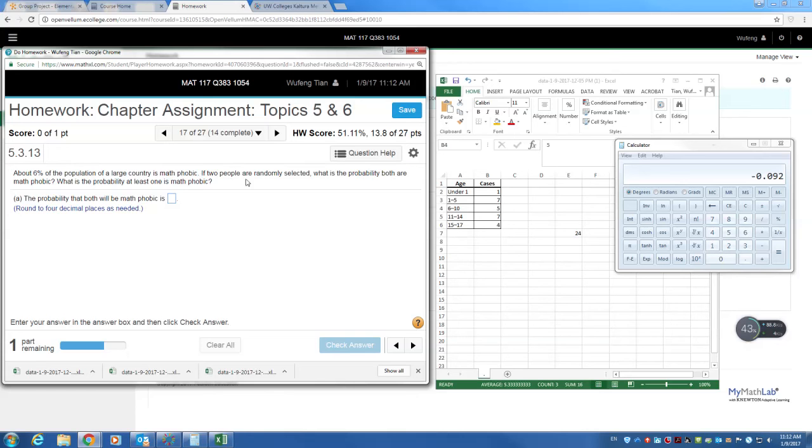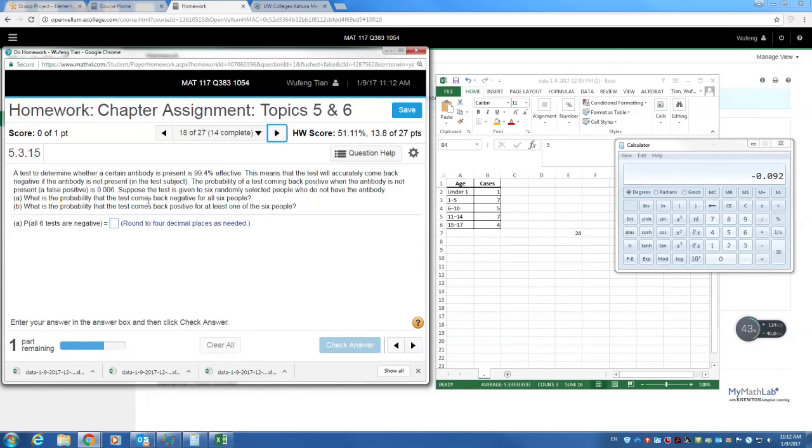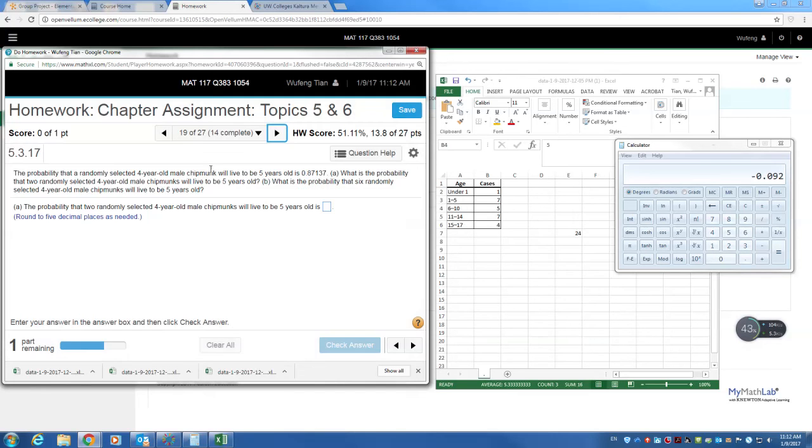I would think that's the probability of both. Well, math probability should be a simple one. A test determines whether a person is negative or positive. What's the probability of 6 people? Should be fine.